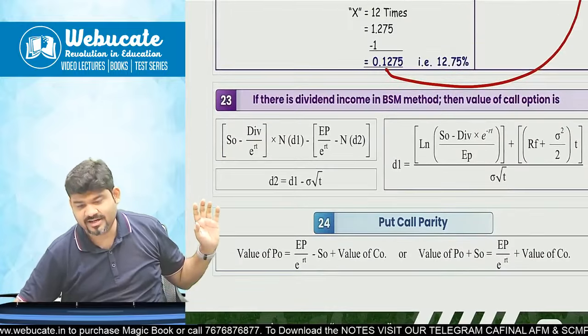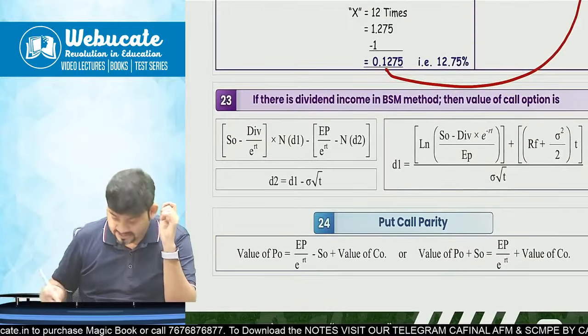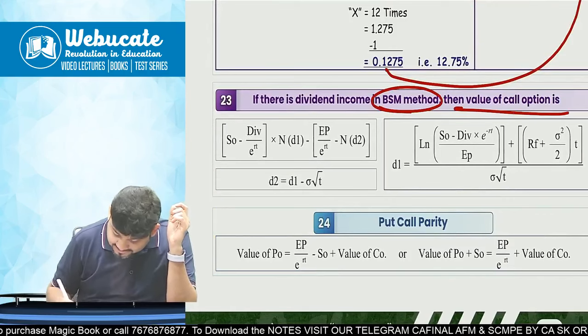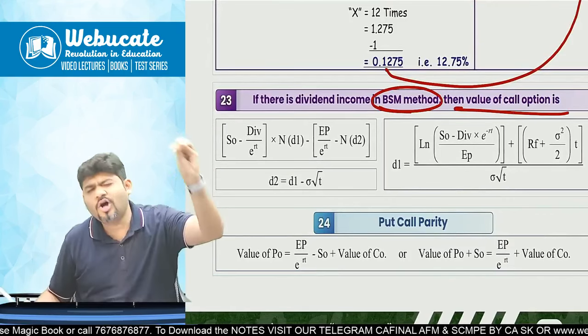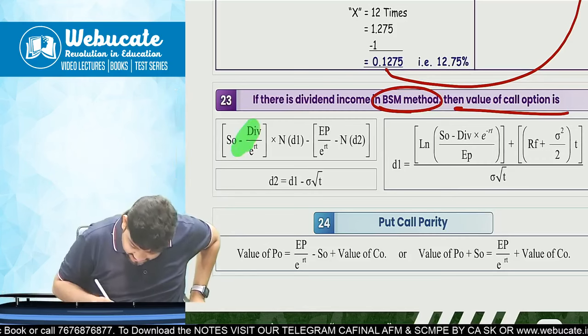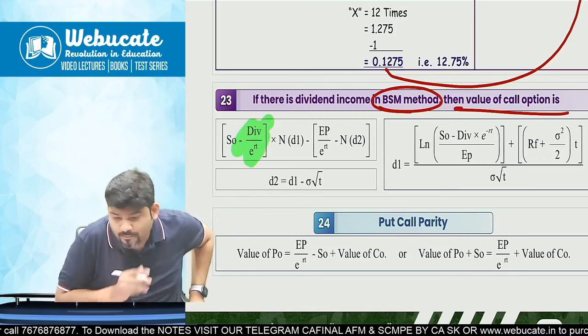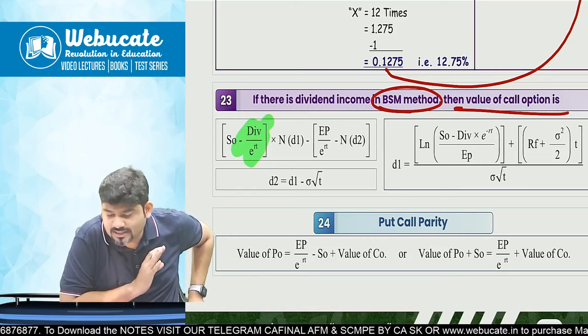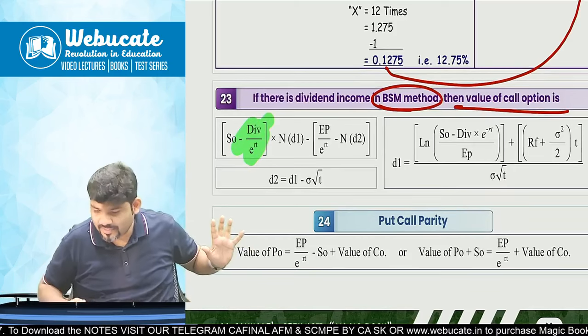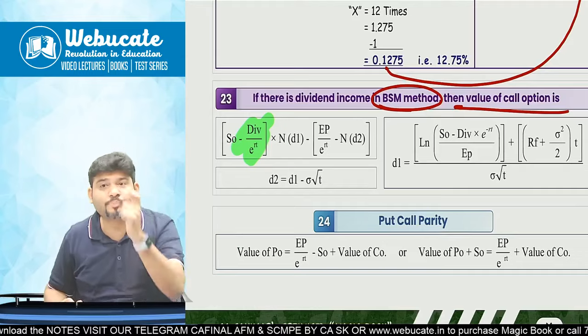Now, finally, if there is dividend income in the BSM method, then the value of the call option is, all you have to do is remove this dividend from here. So, S0 minus dividend upon e raised to rt. Everything else remains the same. And then there is a concept called put call parity.